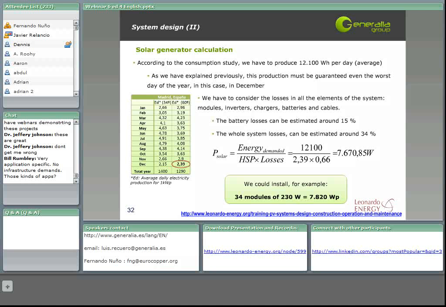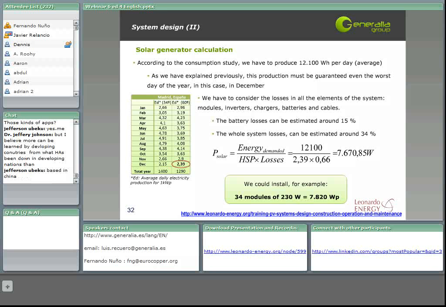So, if we consider the whole system losses, because we also have to include in our calculation the system losses of around 34%, this will mean a performance ratio of 66%. Then we get that the solar power to be installed must be 7,670 watt peak in order to get the 12,100 watt-hours per day.